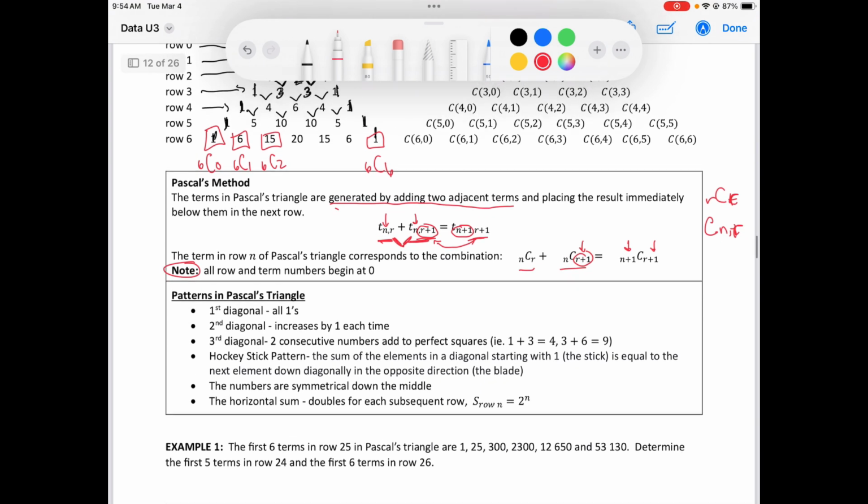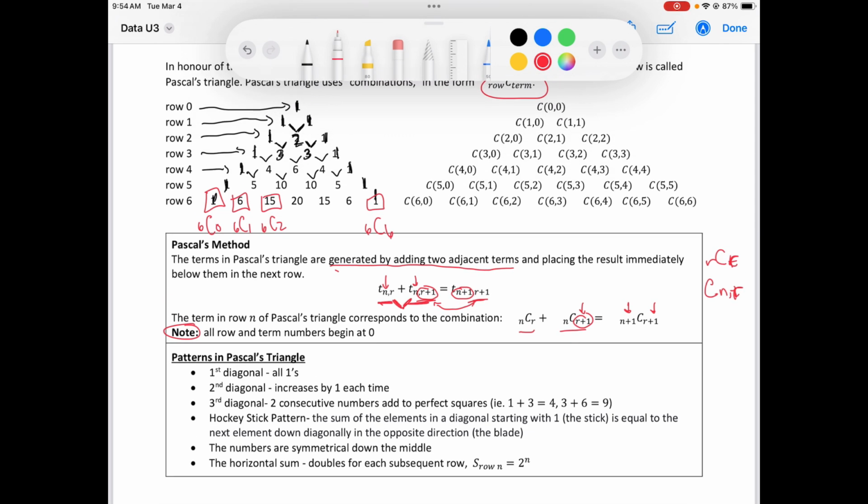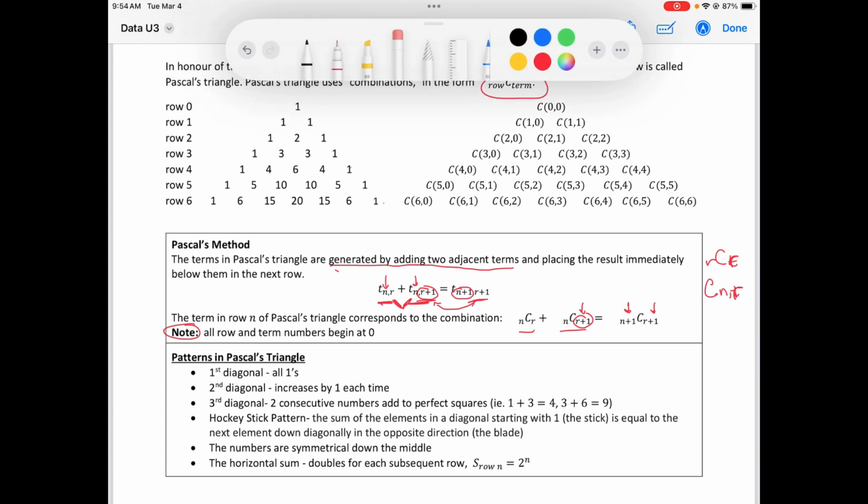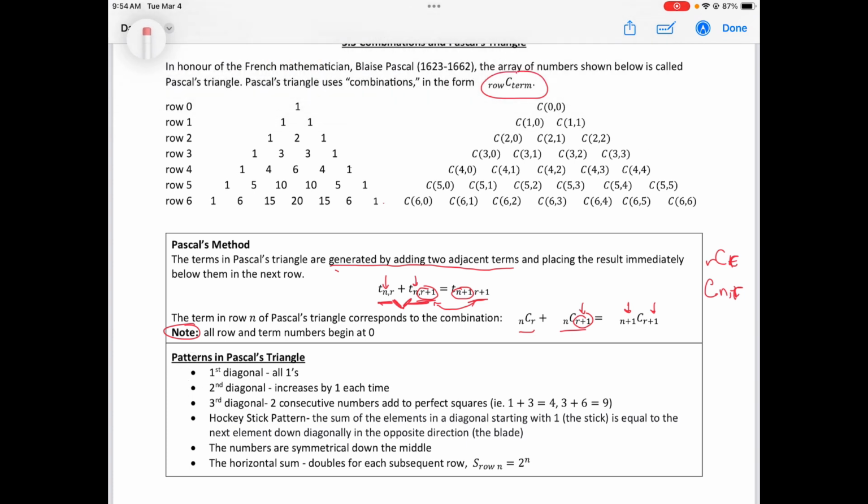So let's take a look at the patterns in Pascal's triangle. First of all, the first diagonal is all 1s. We already saw that. The second diagonal increases by 1 each time. If you take a look here, these are actually the row numbers. That's the second diagonal, and there's symmetry there. I actually touched on symmetry already.